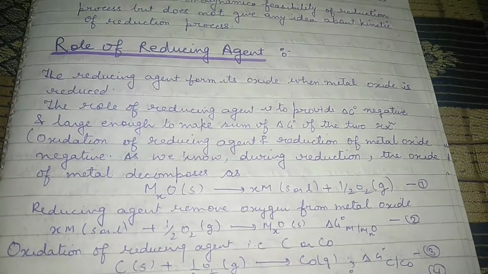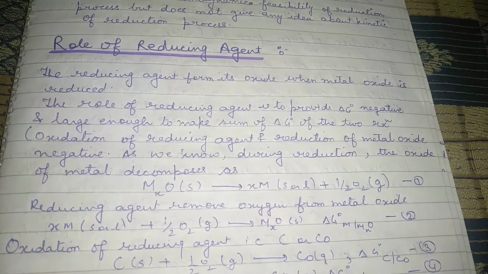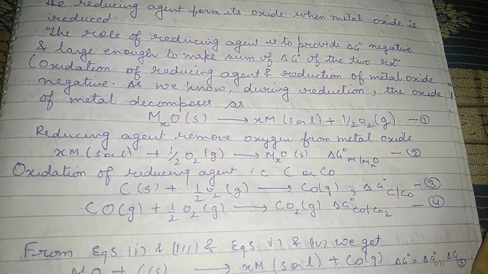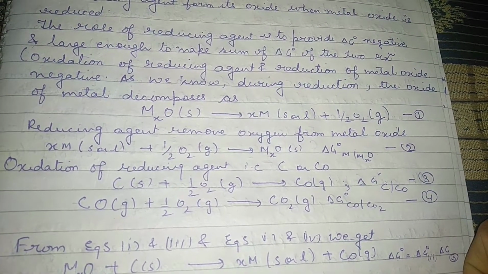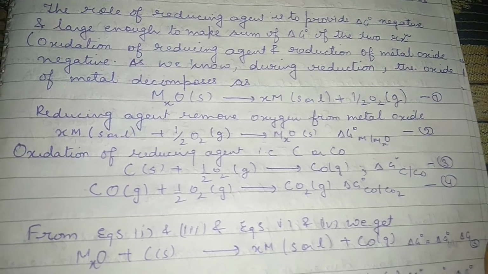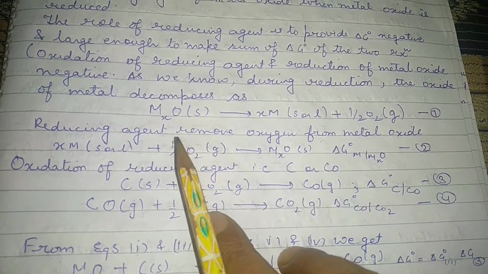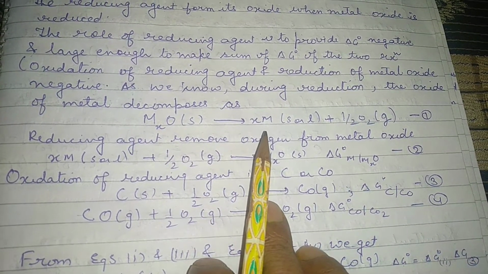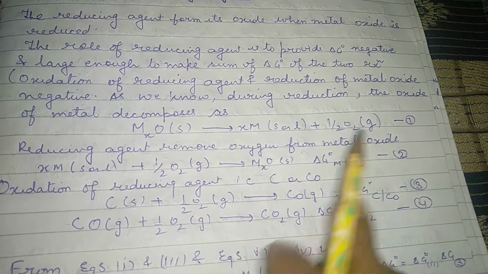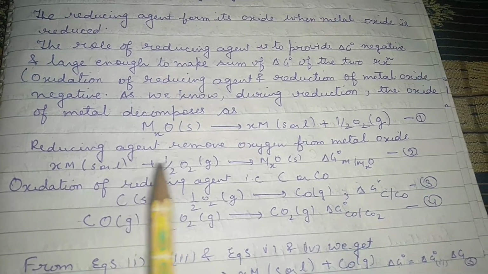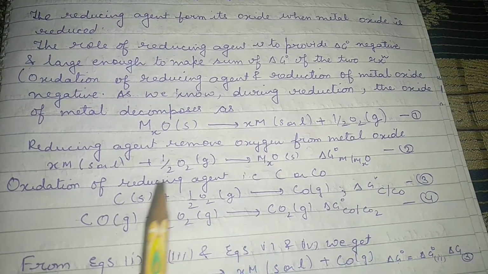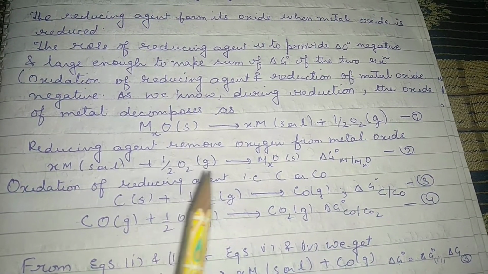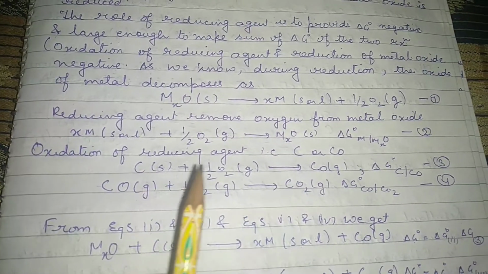So as we know, during the reduction, the metal oxide gets converted into metal and oxygen gas gets liberated. As you can see in this reaction, I have represented the metal by M. Here it gets decomposed into metal and oxygen gas gets liberated. And the second one is the reducing agent removing the oxygen from the metal oxide. Here you can see this is the second reaction scheme.